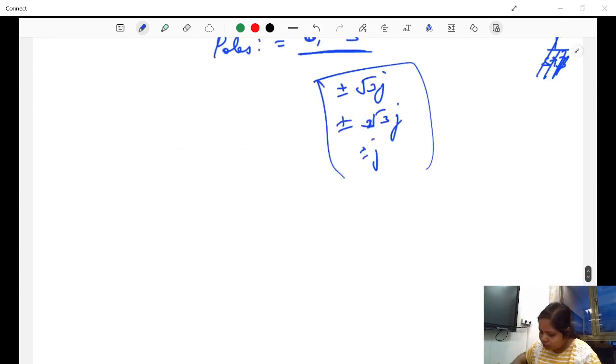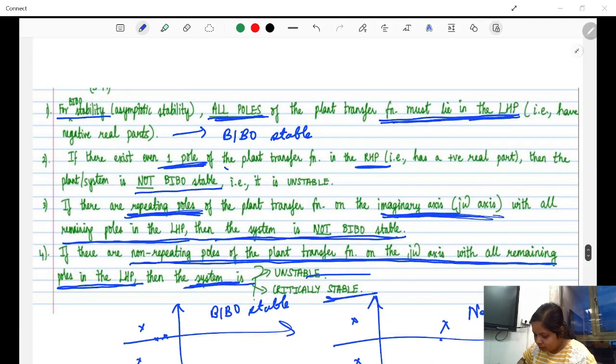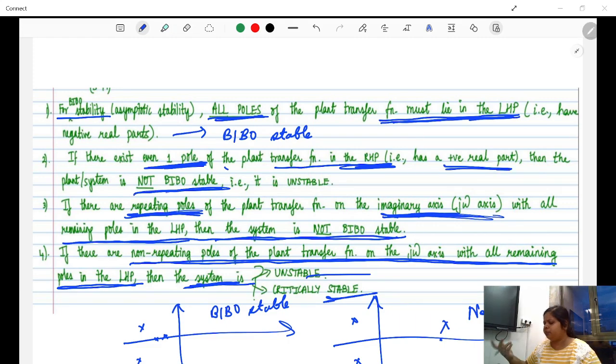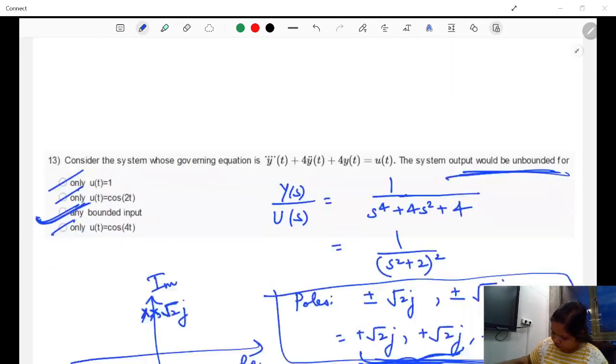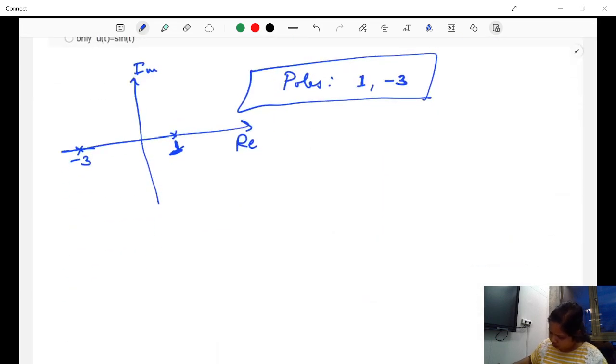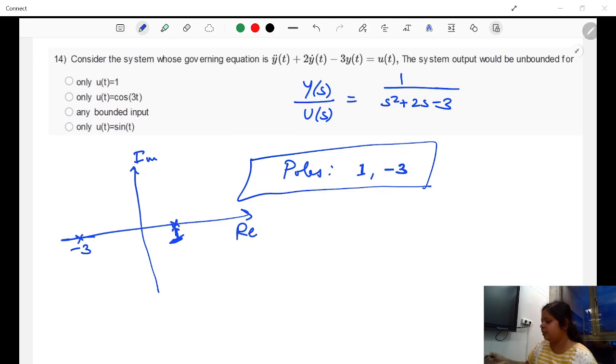So what was the thing that was stated here? That if there exists even one pole of the transfer function in the right half of the S plane, if you found even one pole of the transfer function that has a positive real part, the system is not BIBO stable. It is unstable. Okay. So see, you already have a pole in the right half of the S plane.